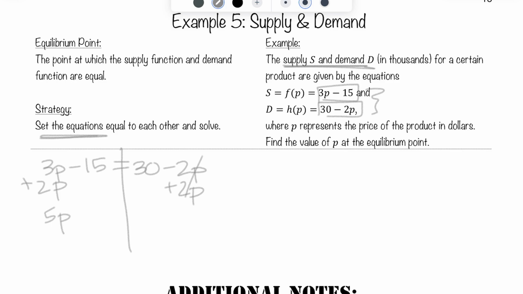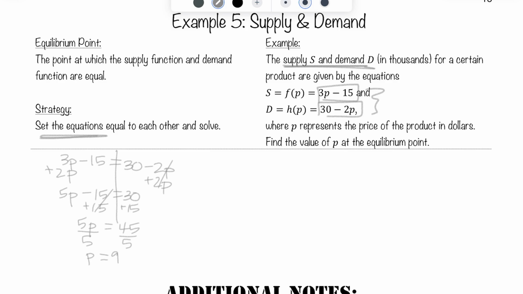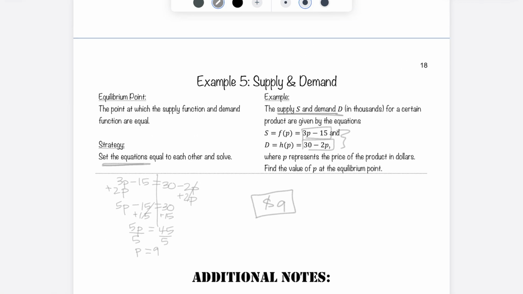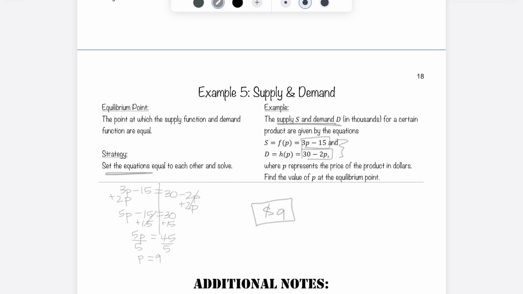So I get 5P minus 15 equals 30. Once I do that first thing, it locks in how I have to solve everything else. So I have to add 15 to both sides. I get 5P equals 45. Divide both sides by 5, and I get P equals 9. So what that means is there is an equilibrium point at $9. So that's our 5 different examples that should cover you for most situations involving systems of equations.